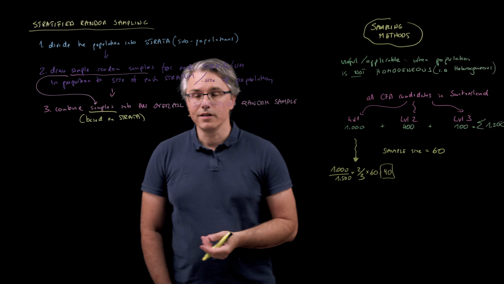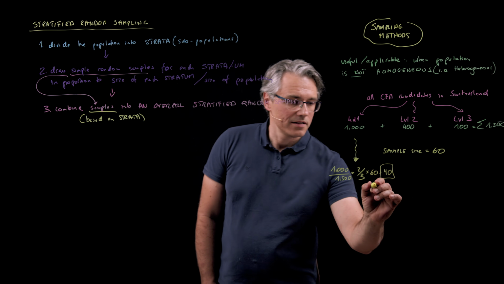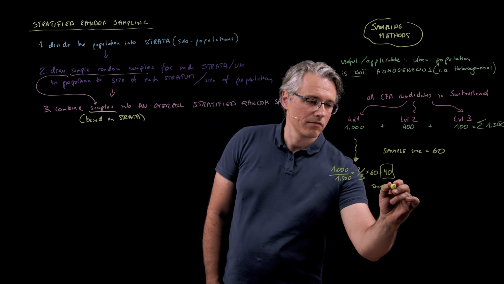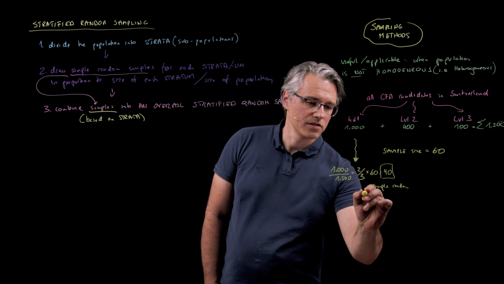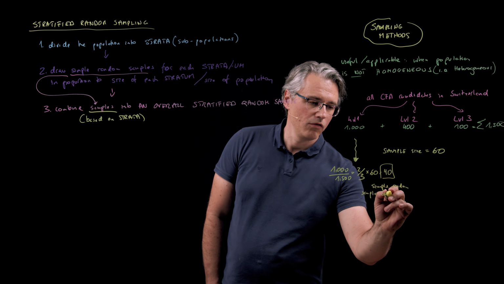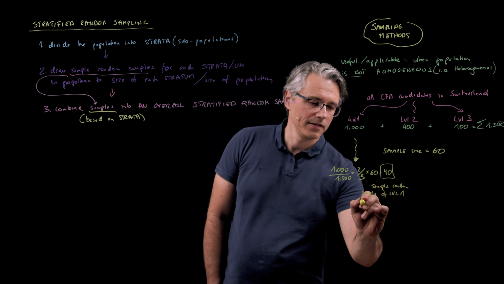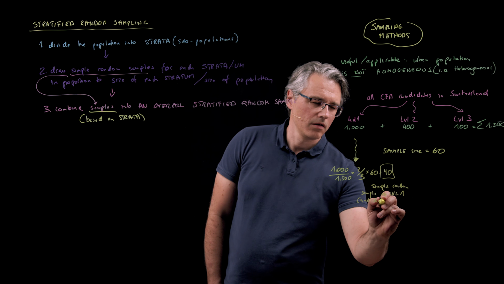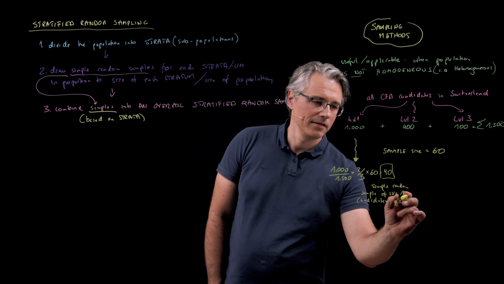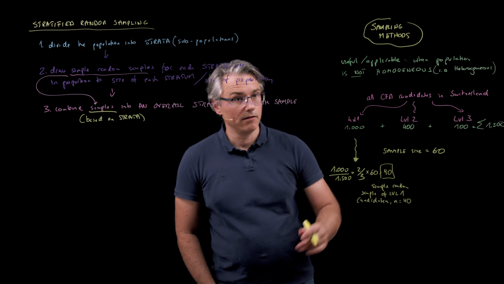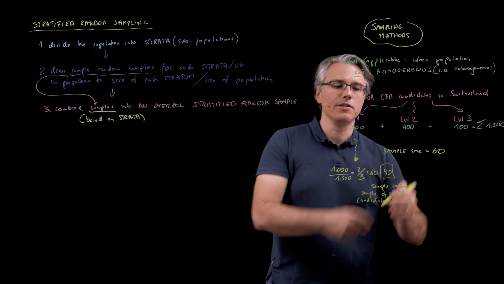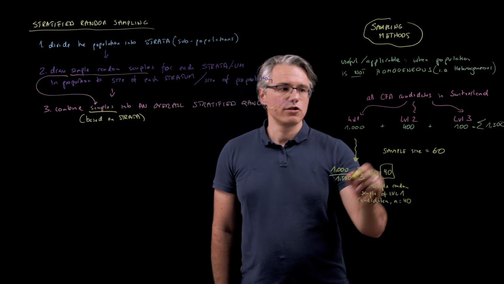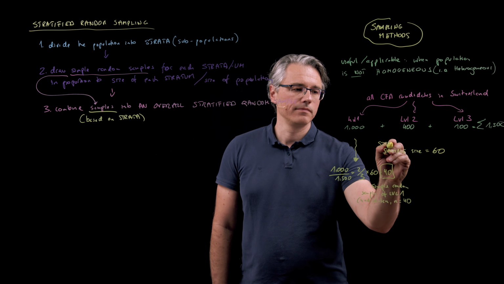And we will accordingly now do a simple random sample of level 1 candidates with a size n equal to 40. And once we select these guys, we'll put them into the overall stratified random sample.